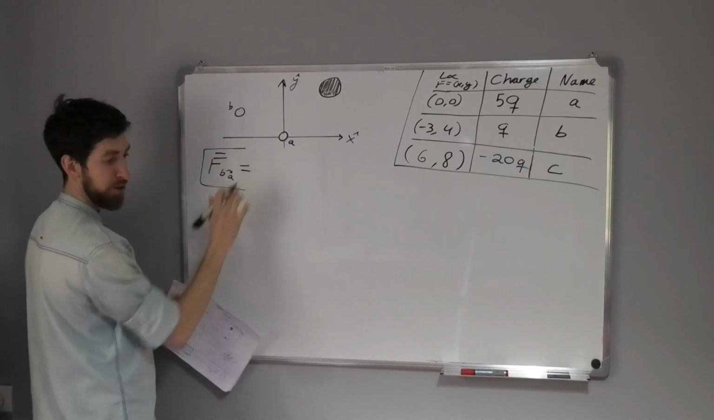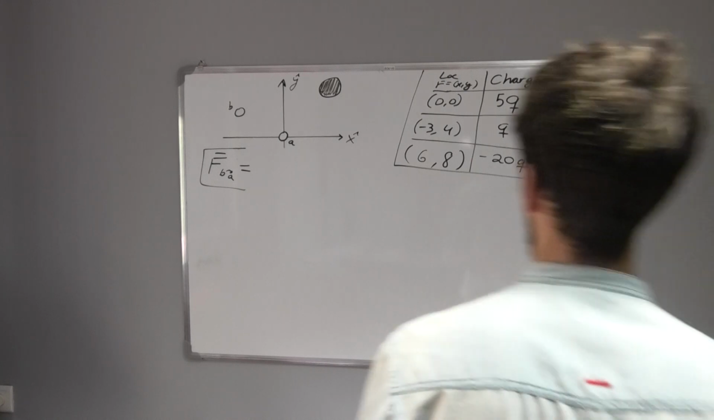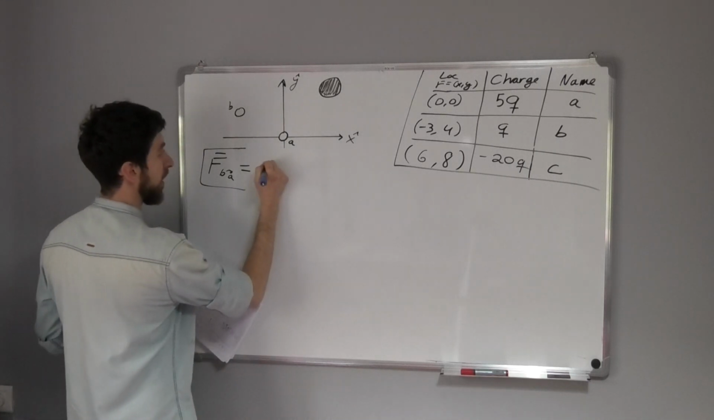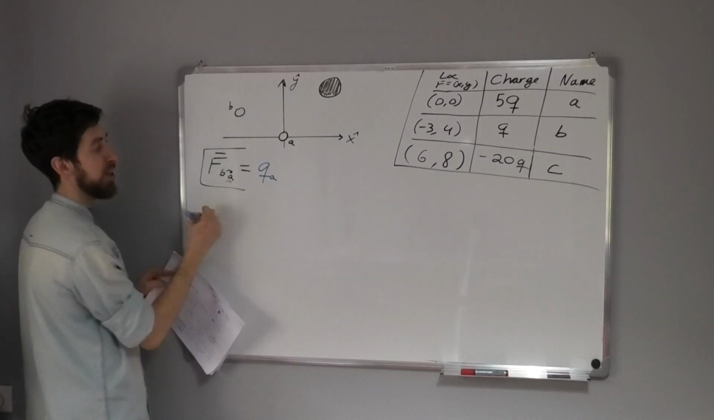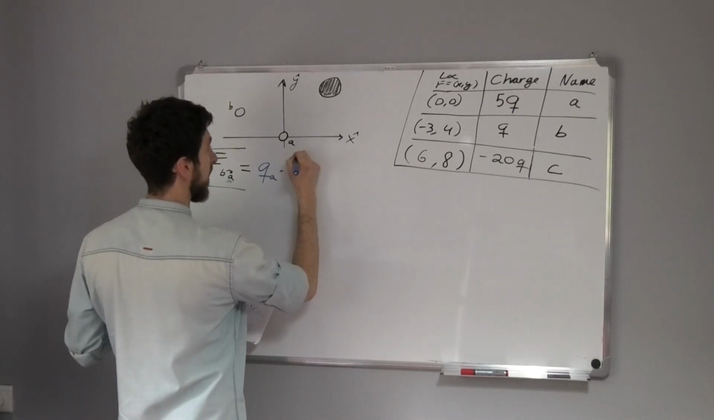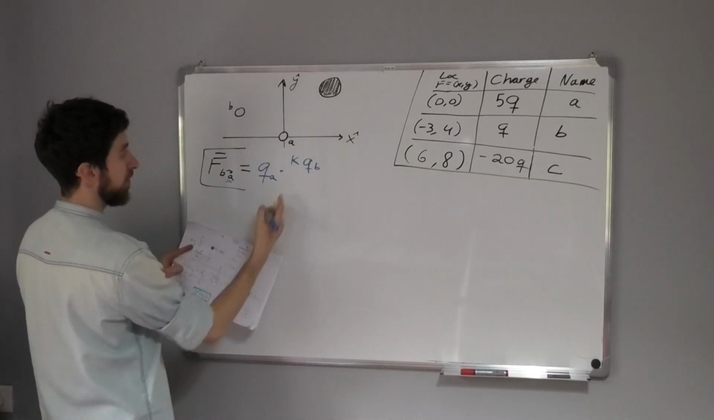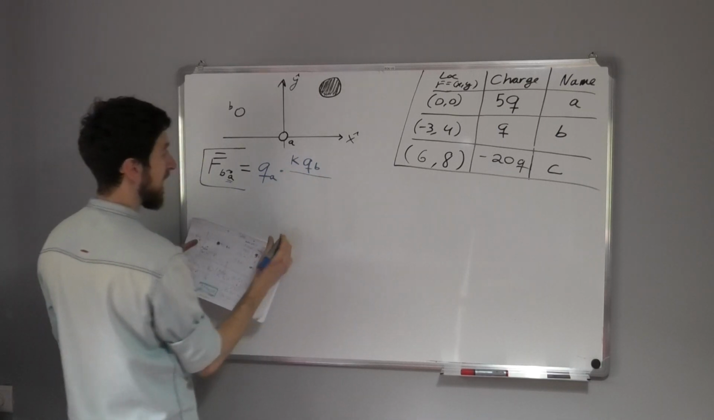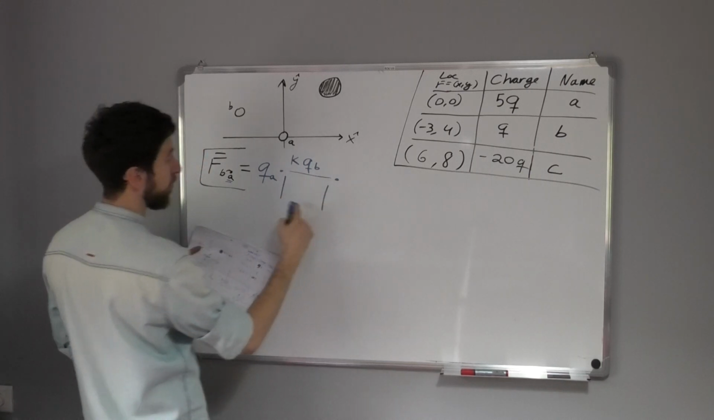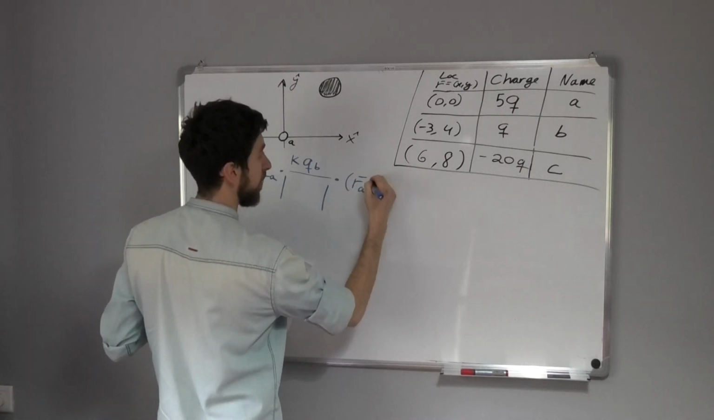And you saw in your lecture that this magnitude is equal to this closed form, which is QA, the charge that we are interested in knowing the force applied on, multiplied by K, some constant, QB, the charge that applies the force, and this is divided by something we're going to talk about in a second, but it's multiplied by this vector.